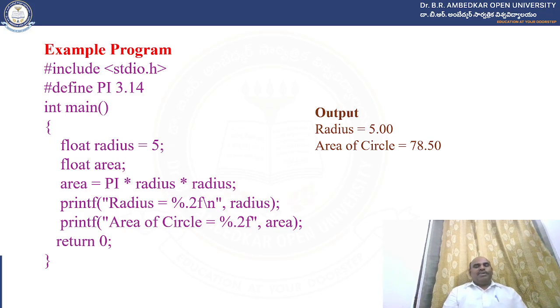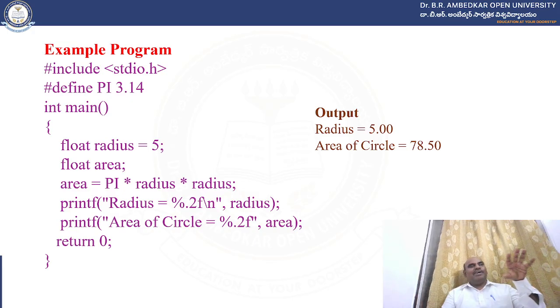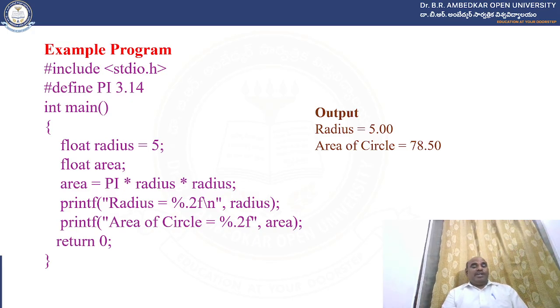Pi r square, the area of circle. We know very well about the area of circle. What is the formula? Pi r square. Here, area of circle is pi r square. Perimeter of circle is 2 pi r.